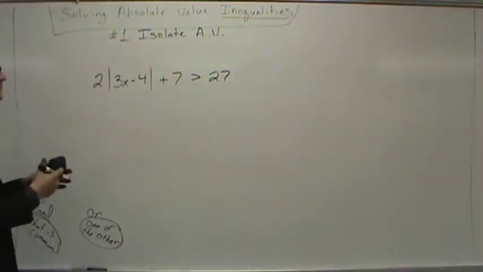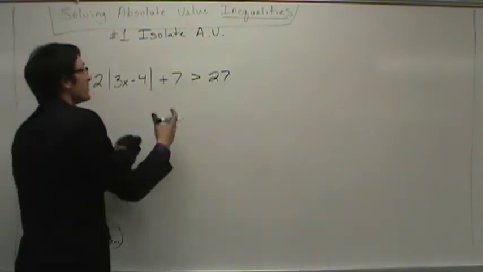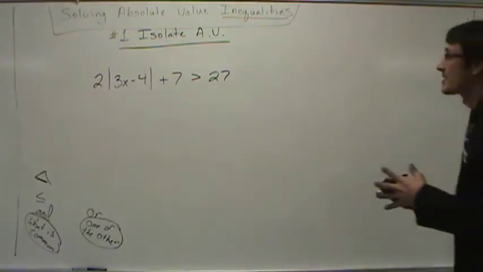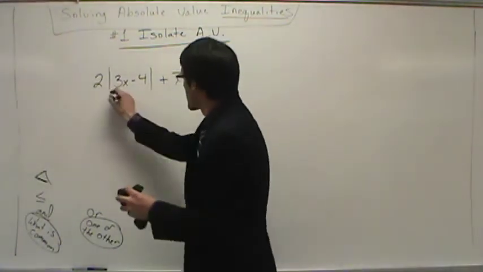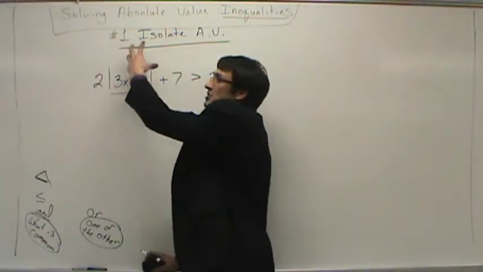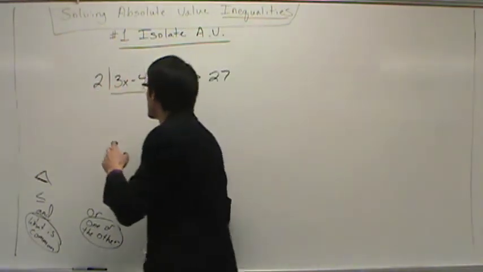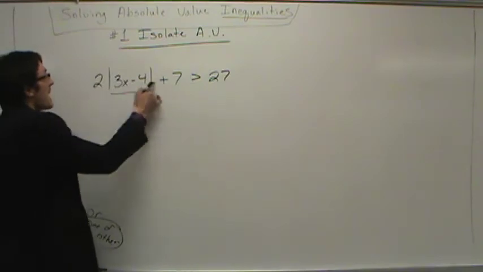Yeah. Okay, so the first thing we have to do, it's written right here. First thing we have to do is what? Isolate. Isolate. Notice here's your absolute value. I mean isolate this unit. Okay, we have to get rid of what? Get rid of 7 and get rid of what? 2. Okay, now, notice 7 is being added, 2 is being multiplied.